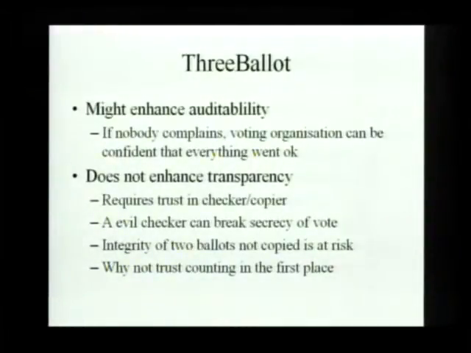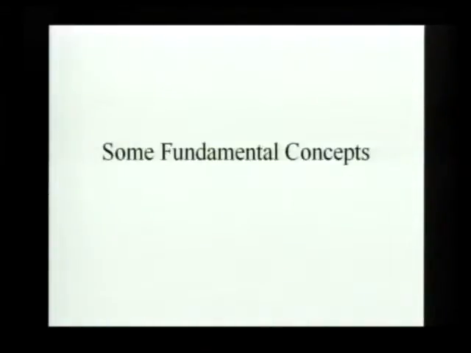So if you are the voting authority, and if nobody complains, you have a good chance that everything went well and you had no errors in your process. But it doesn't enhance transparency because it requires trust in the checker mechanism rather than in the counting. The integrity of the two ballots that you don't copy is at risk. And why don't you trust the counting in the first place?